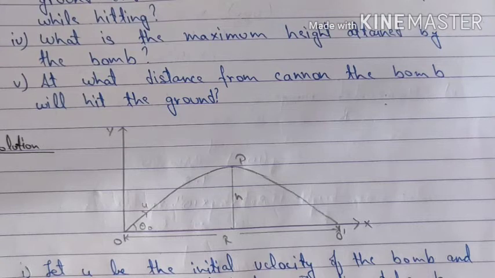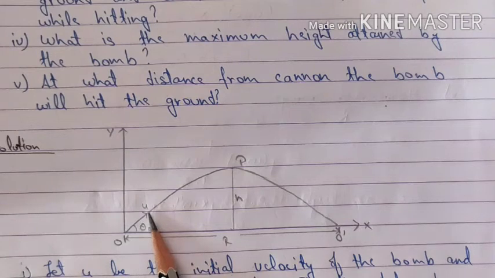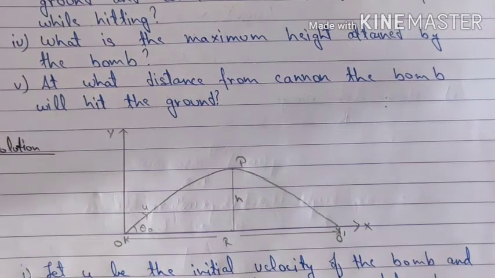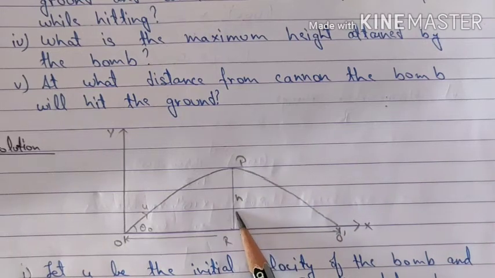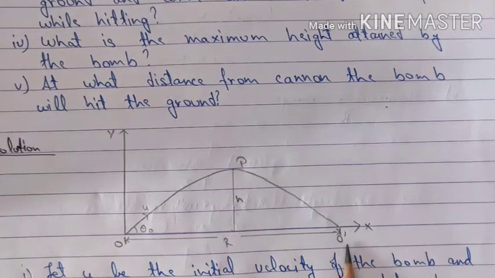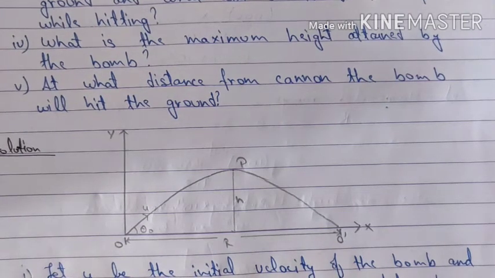You can see over here that the bomb from the cannon over here has been projected with initial velocity of u, making an angle theta naught, or you can say which is equal to 30 degree over here. The value of u here will be 1000 meters per second. On reaching point P, it attains a maximum height which is equal to small h, and then again it falls downwards and finally strikes the ground at point O dash. The distance from O to O dash, that is the range of this projectile motion, is capital R. So let's start solving it.